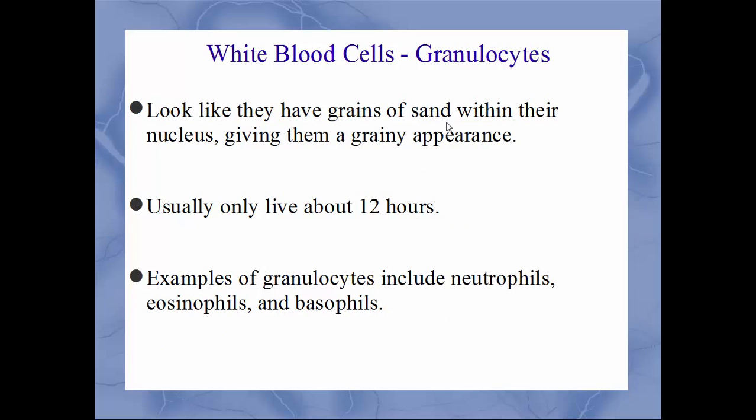Alright, we'll start first with the granulocytes. These 3 are called granulocytes because they look very grainy. Their cytoplasm looks like they have bits of sand in it, so it looks grainy. That's why they're called granulocytes. And these will typically only last about 12 hours or so. The granulocytes include these 3: the neutrophils, eosinophils, and basophils. I'll talk about each one of these one at a time.